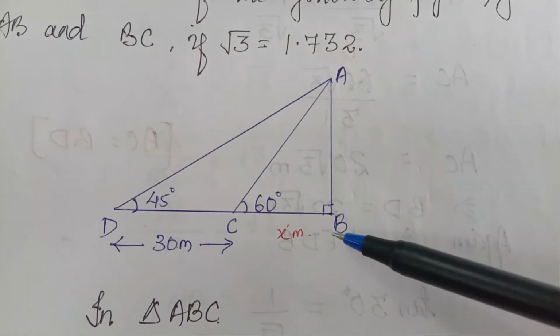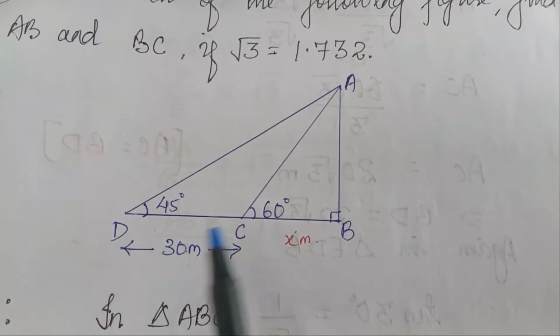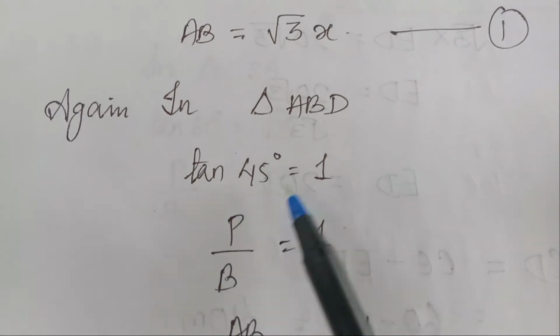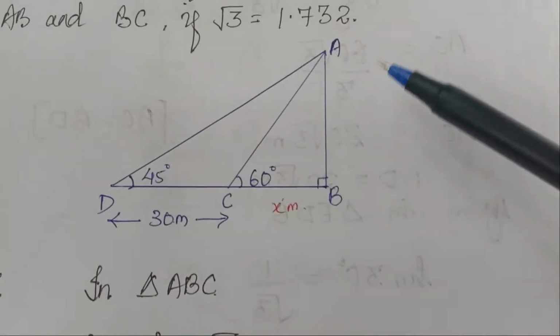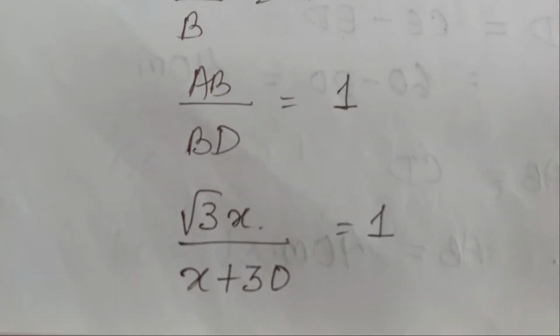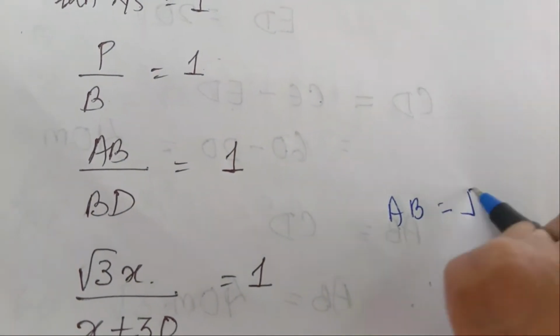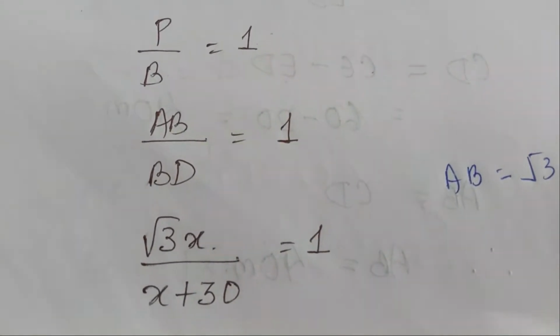Now we will use triangle ABD. This is perpendicular and base will be BD, and BD will be 30 plus X. Here theta is 45 degree, tan 45 is 1, tan means perpendicular by base. Perpendicular is AB, base is BD. You write that, after that you put the value of AB, which we got, AB is root 3X. So you put the values, now do cross multiplication.